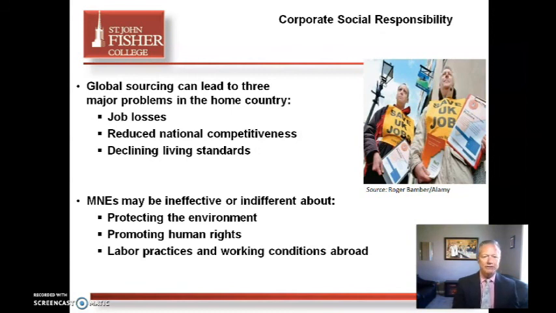I had just mentioned, if you're going to outsource or offshore, you've got to make sure that your labor is being treated well, because if they're not, you'll get crucified in the press. And that could damage your reputation. You could lose customers. The other thing is, a lot of people look down on offshoring because of the job loss and because of the reduction in national competitiveness.